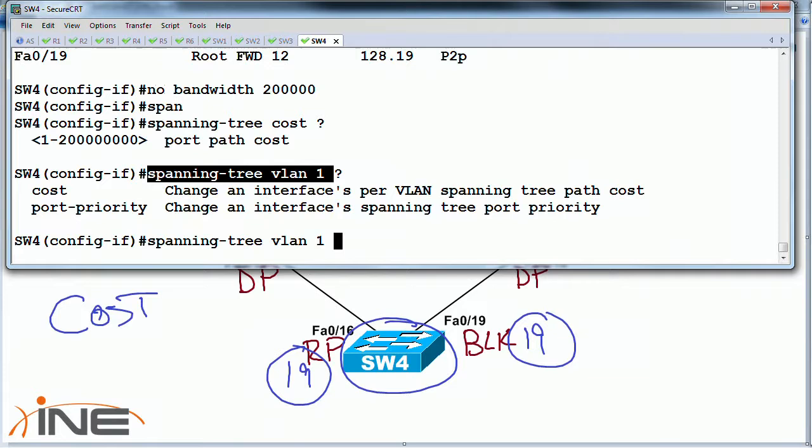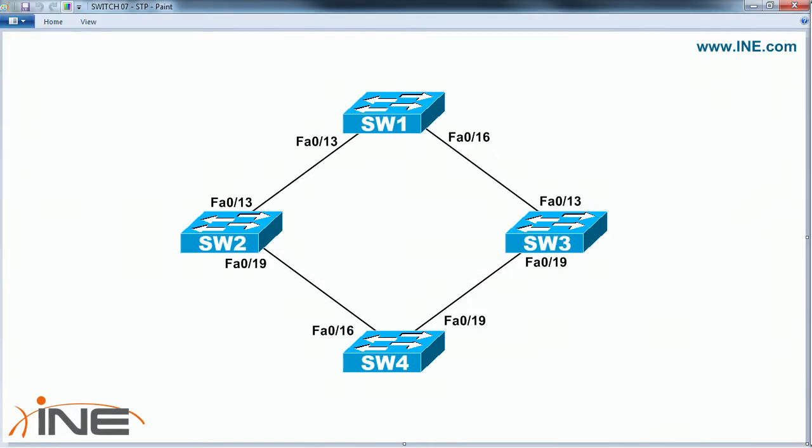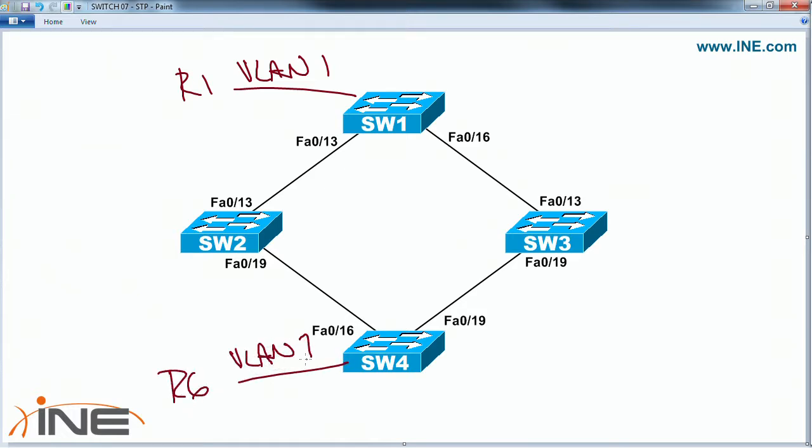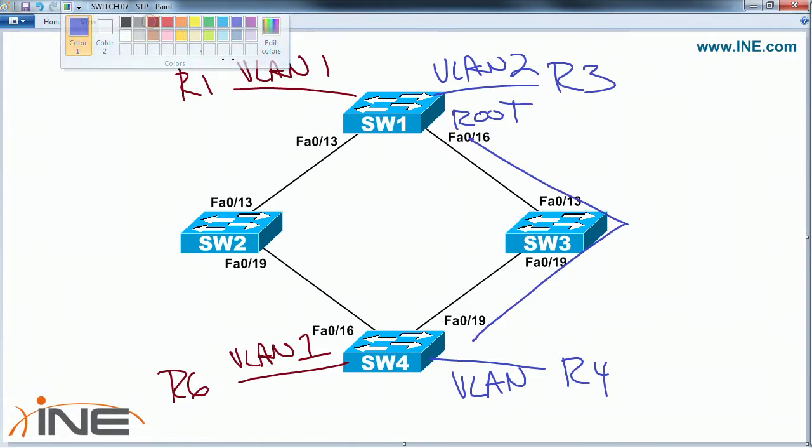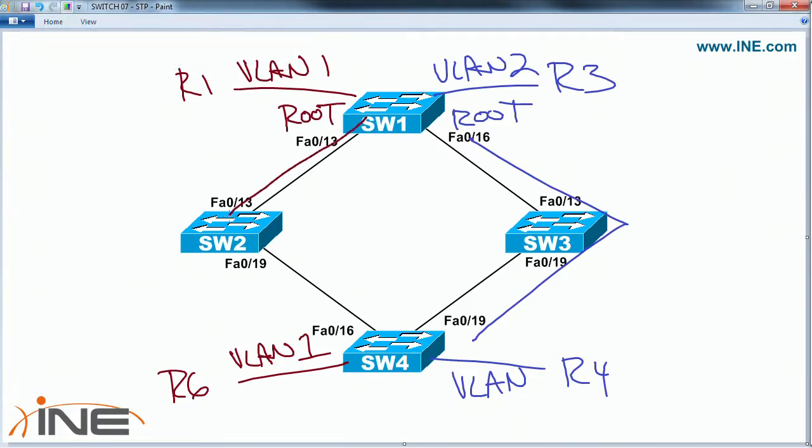I could say that if I were to have two different VLANs, let's say I had router 1 in VLAN 1, I have router 6 in VLAN 1, but then I also had router 3 in VLAN 2 and router 4 in VLAN 2. Since the path selection is separate, it's a separate instance of spanning tree, I could say that switch 1 is the root for this instance, and the path selection goes this way. But for VLAN 1, switch 1 is the root, and the path selection goes this way.